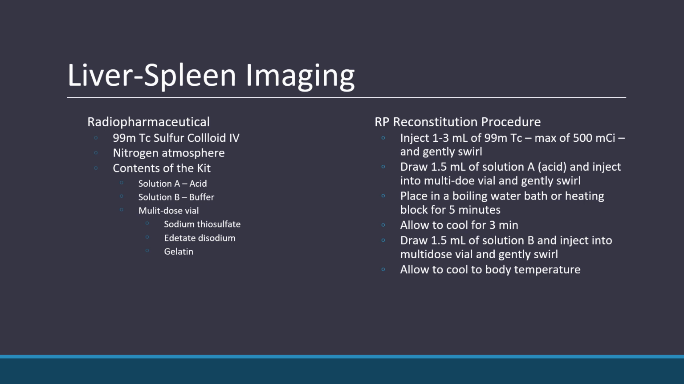The sulfur colloid cold kit is in a nitrogen purged atmosphere. The contents of the kit have a solution A, which is an acid, solution B, which is a buffer, and then there is the sodium thiosulfate and the edetate disodium, and then gelatin.